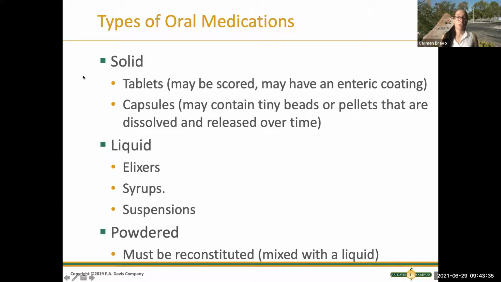And tablets, there are two ways: the regular tablet, or they could be scored. When you hear the word scored, those are tablets that have a line in the center, and that means that they can be cut in half.